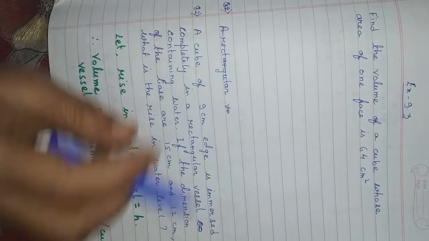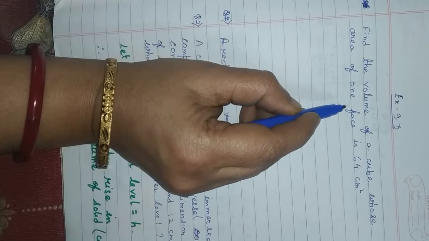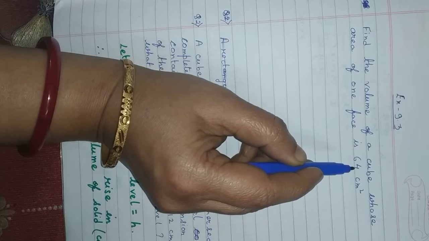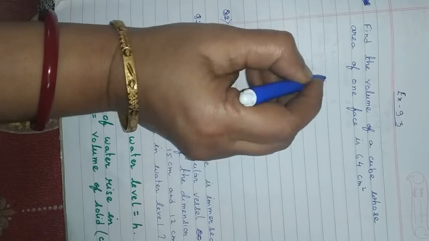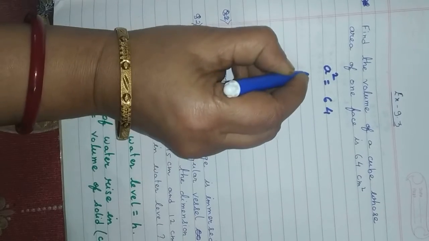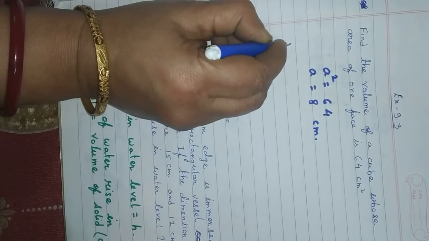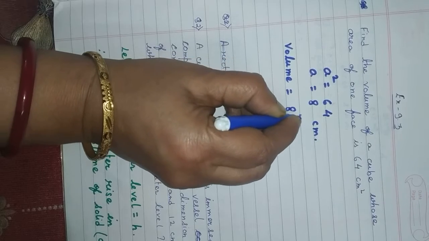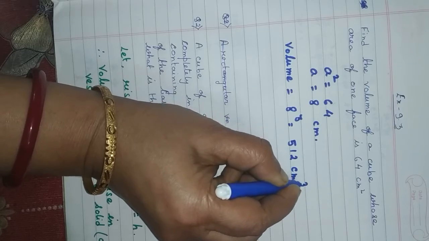First question. The volume of a cube whose area of one face is 64 centimeters square. Cube means it has 6 faces and all the faces are equal squares. So area of face is 64 centimeters square. So we can say that a square is equal to 64, which means a is equal to 8 centimeter. Now what is its volume? Its volume is equal to a cube. Here a is equal to 8. So 8 cube, that is equal to 512 centimeter cube.